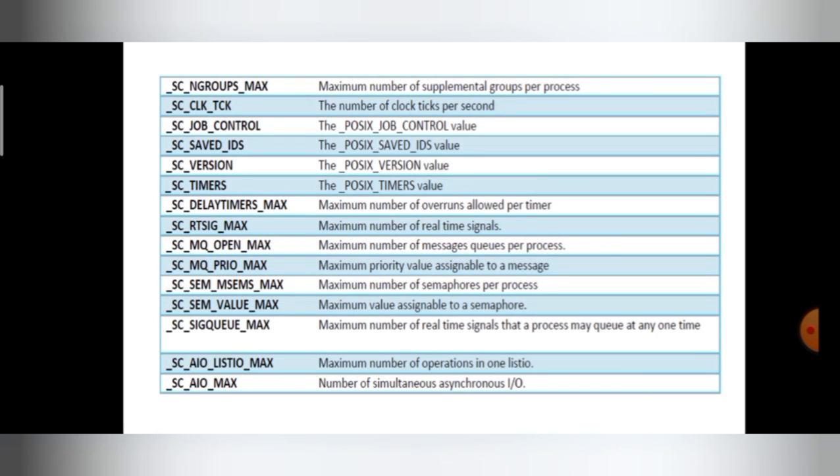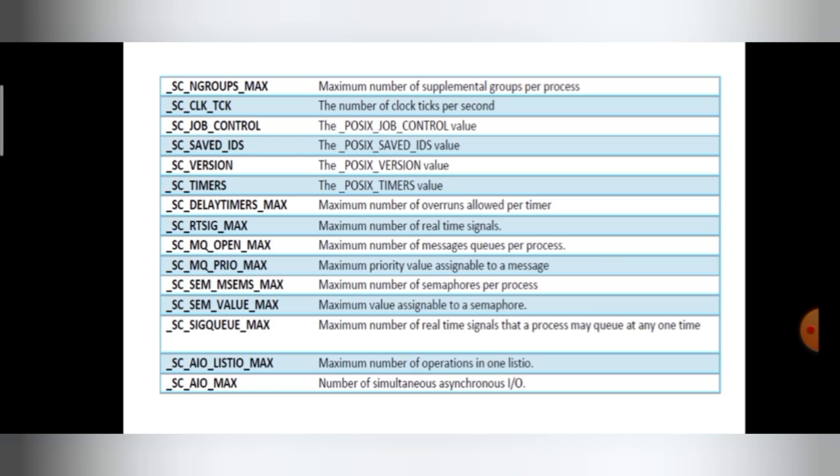In the same way, these are all the different limit values. Suppose NGROUPS means it is going to tell about the maximum number of supplemental groups per process. I told you, a process can be there in different groups. If you want to know the maximum number of groups that a process can be in, you can use this. It will tell. Alright, so clock tick, the number of clock ticks per second. If you want to know the number of clock ticks per second, you can just use this constant value within the limit value within the function.